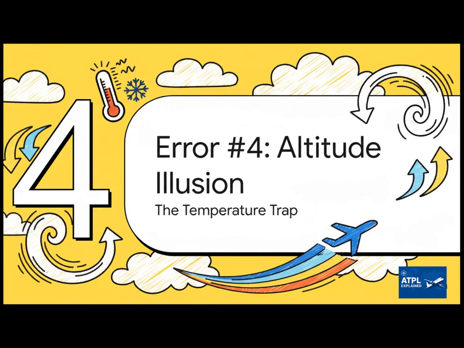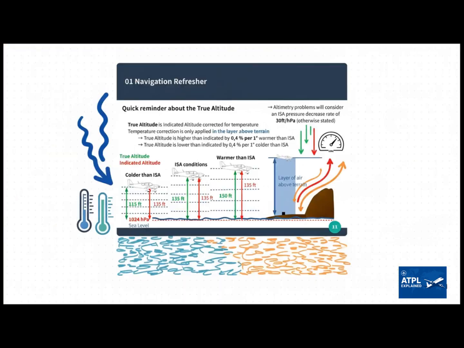All right, moving on to error number 4. And this one isn't just about exam marks. This has some serious real-world safety implications. I'm talking about the altitude illusion, and it all comes down to temperature. This diagram here shows the danger perfectly.